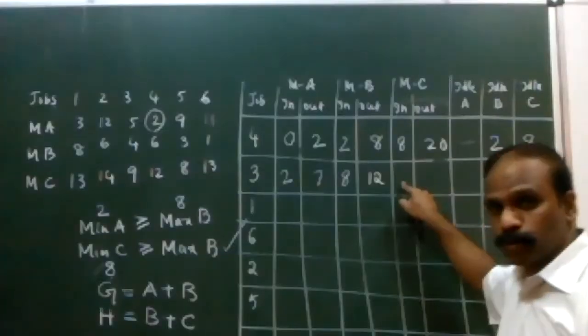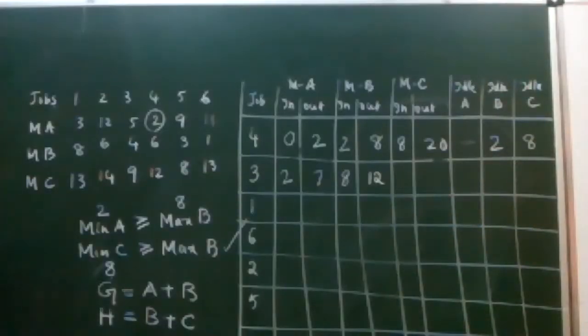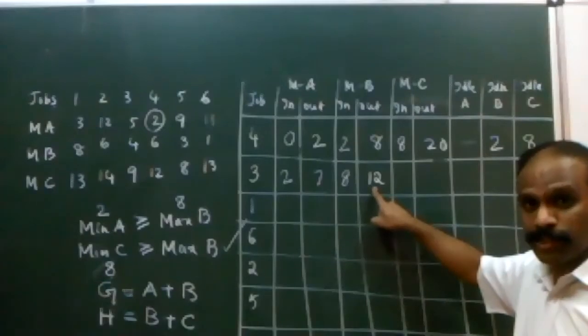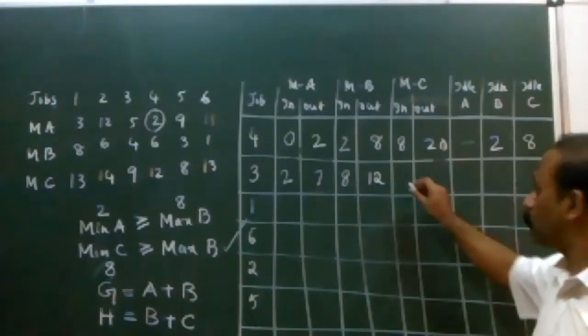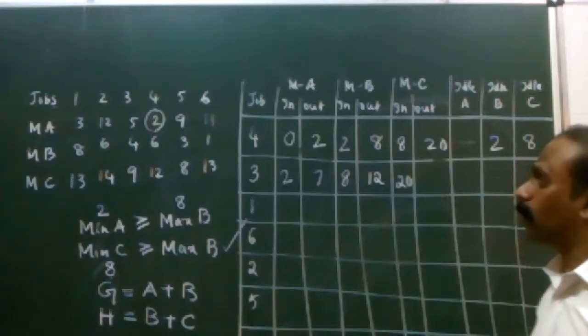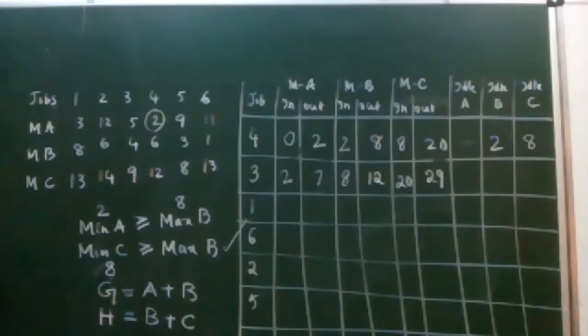Job number 3? 12, sir. 12. Very good. Now, what time am I supposed to start here? 20. Even though the job is completed earlier in machine B, I cannot start because the previous job is still going on. Therefore, I have to start at 20. Okay. So what time does it complete? 29. Now, can you please tell me the idle time?